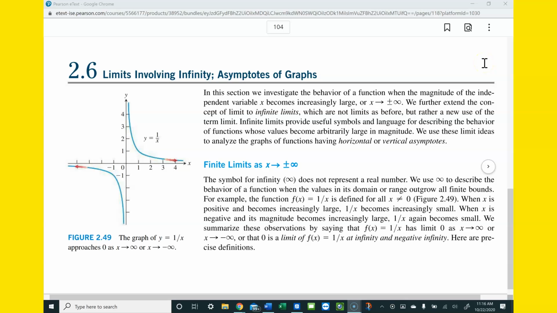Hello, calculus students. Math 201, looking at section 2.6. Limits involving infinity and asymptotes of graphs.